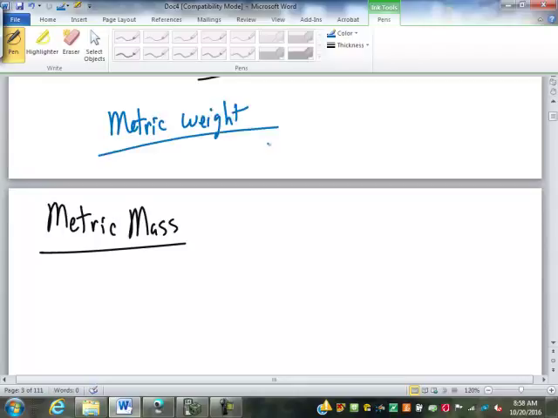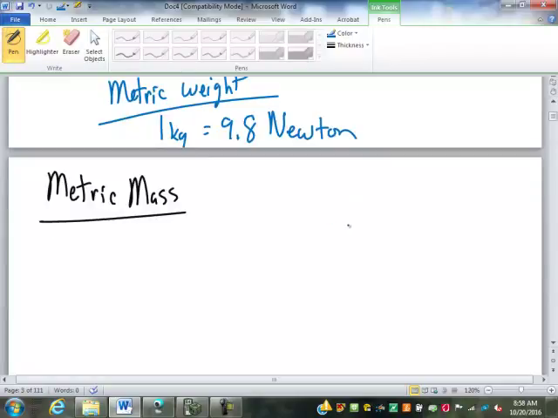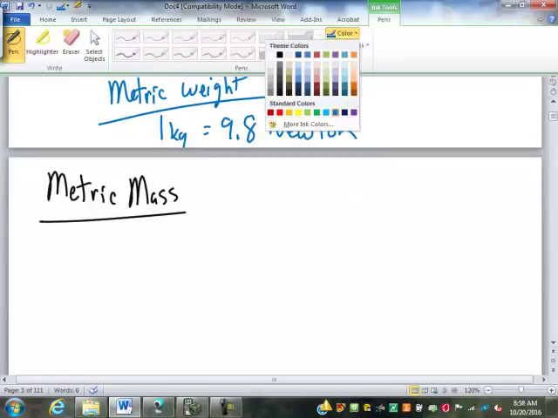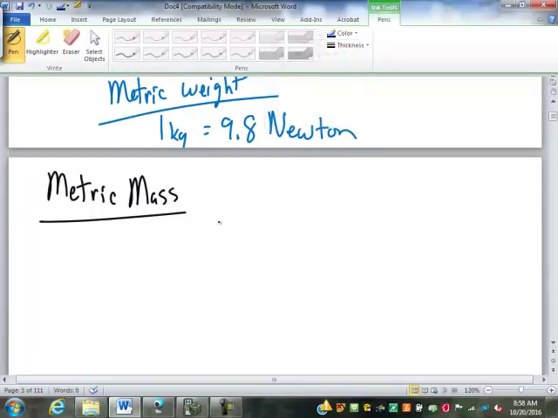The metric unit of weight is the Newton. 1 kilogram is 9.8 newtons. Again, that's on Earth. On Earth, 1 kilogram of mass would weigh 9.8 newtons. So anyway, we're going to focus on our standard units.